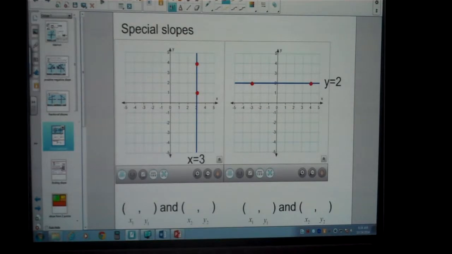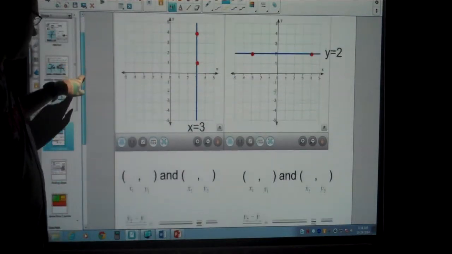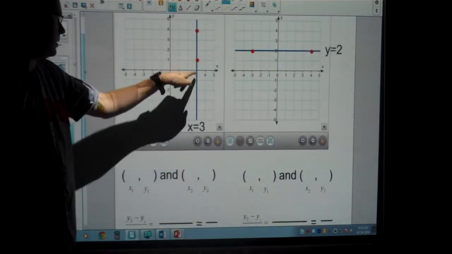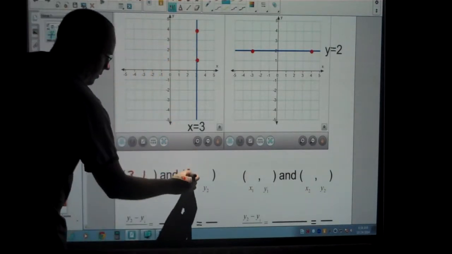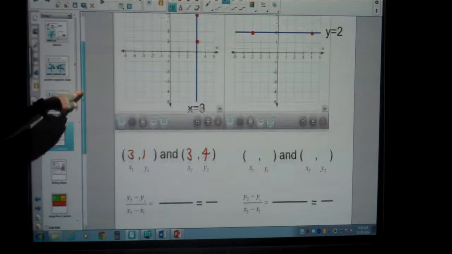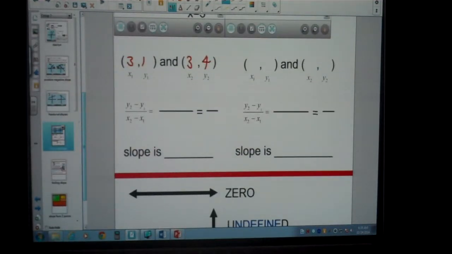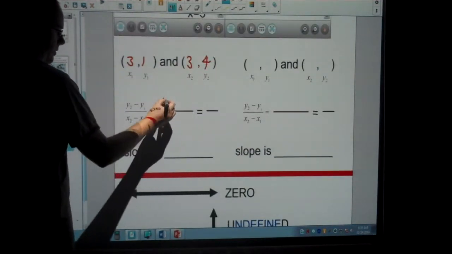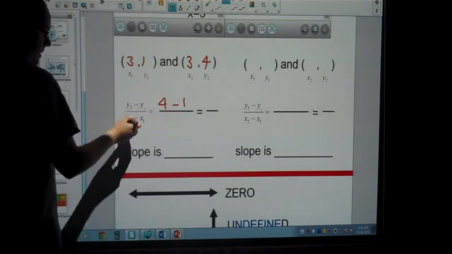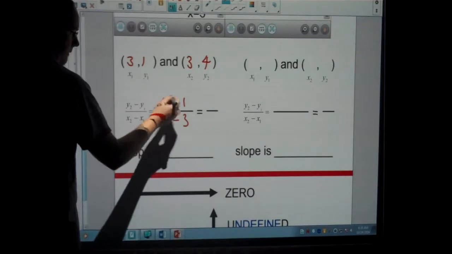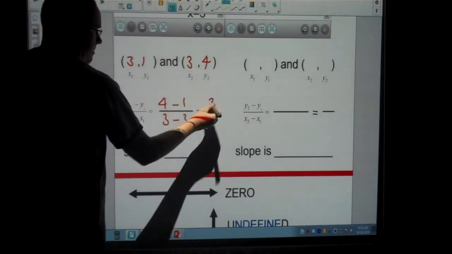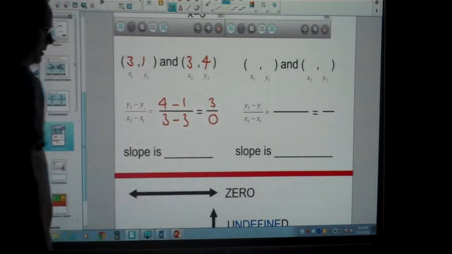2 special ones are the ones that are vertical lines and horizontal lines. And we can go ahead and write down these coordinates here. So this one is 3, 1, and this is 3, 4. And then now I can plug those numbers into the formula. So y2 is 4, y1 is 1, x2 is 3, and x1 is 3. So 4 take away 1 is 3, 3 take away 3 is 0.